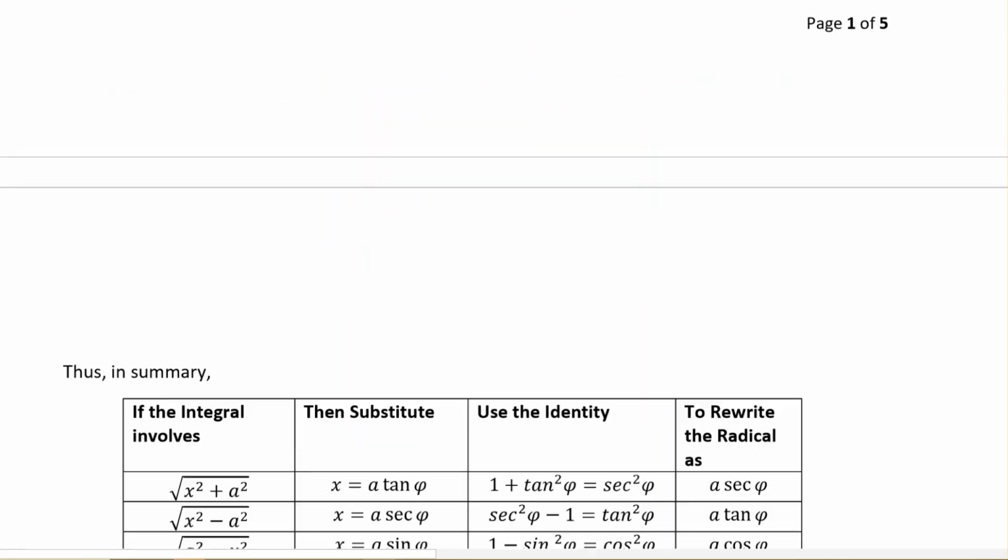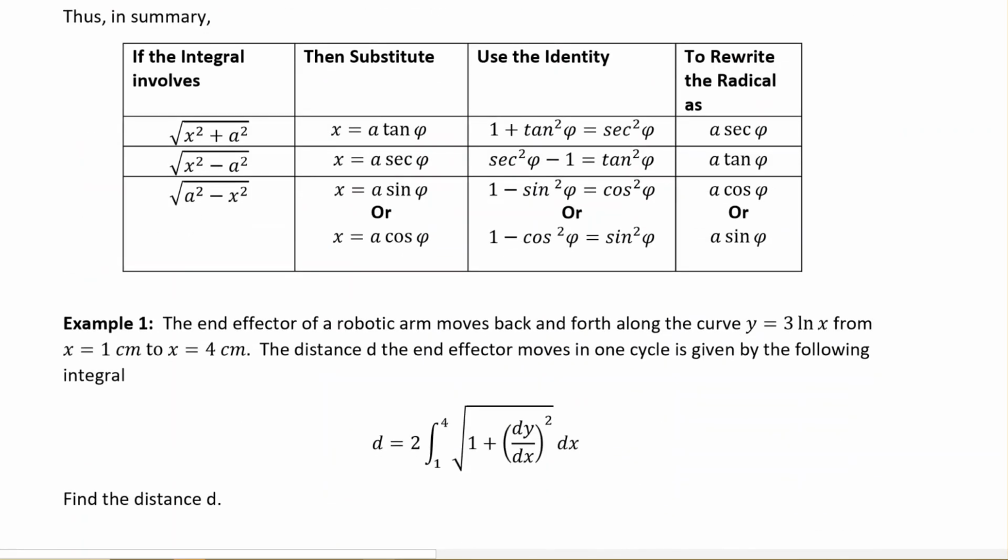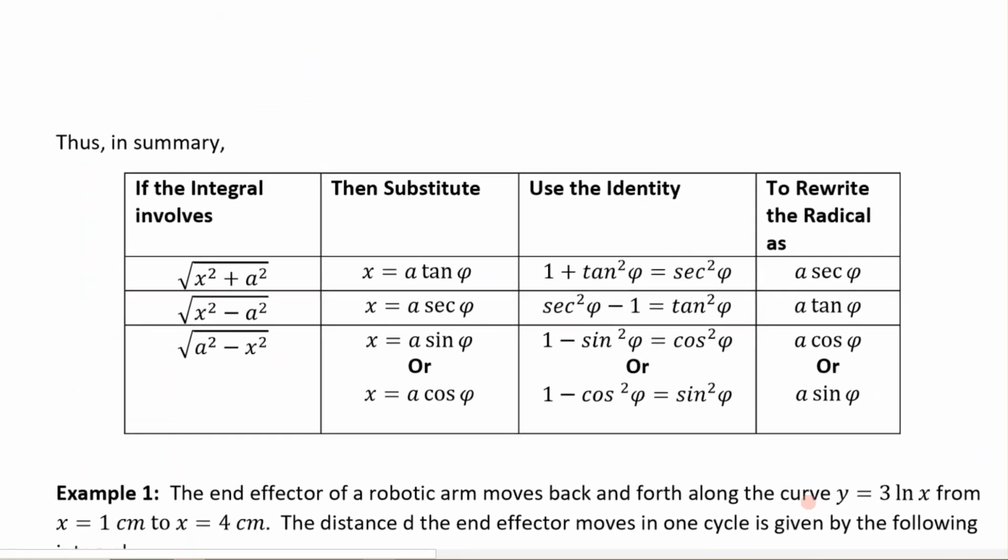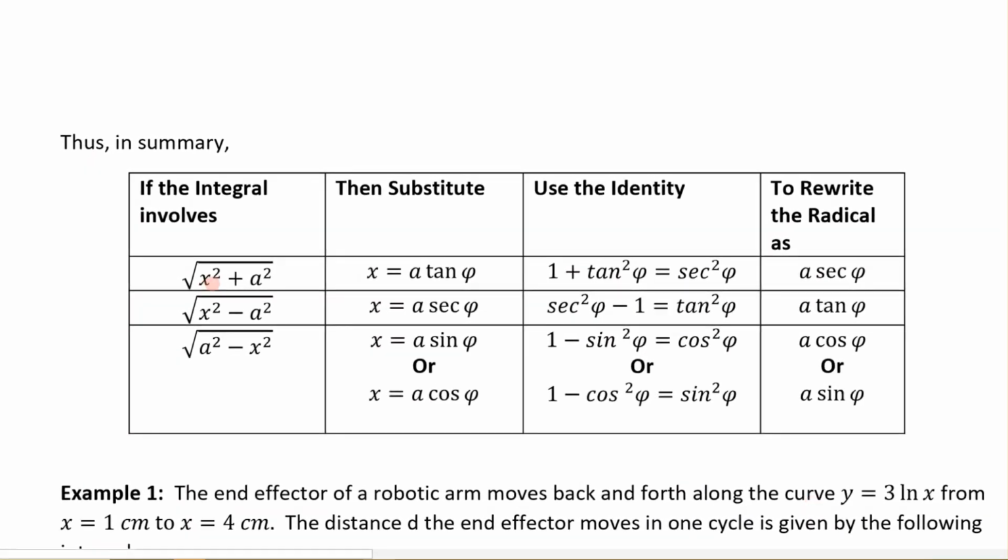In the next table, I have summarized even further what to do. If you have an expression of the form square root of x squared plus a squared, we start with the substitution x equals a tangent phi, or any angle, tangent theta, whatever you want to call it. Then we use the identity 1 plus tangent squared phi equals secant squared phi, and we rewrite our square root term as a secant phi. So this is just a bit of a summary.